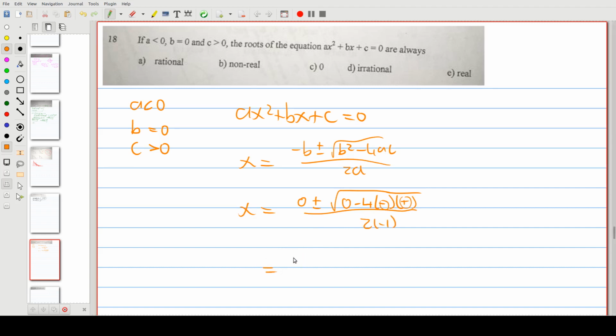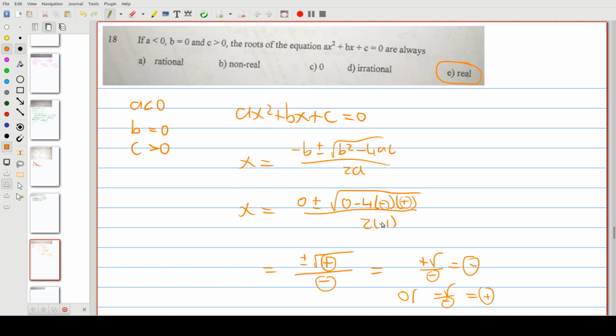Alright, let's see what this gives us. So 0 plus or minus. What about this part? We've got a minus and a minus together, which makes a plus. So we've got 0 plus 4ac, and that is a positive number. At the bottom we've got a negative number. So we've got either a positive square root over a negative, which gives a negative, or the negative of the square root over a negative, which gives a positive. So we can have a negative or a positive, but it will always be real. That's it. That's the most we can get out of it.